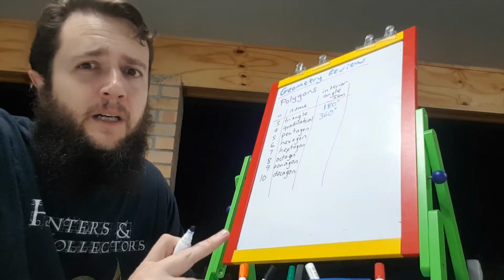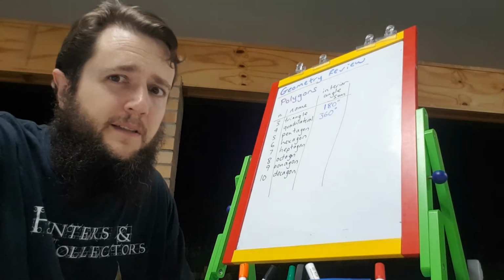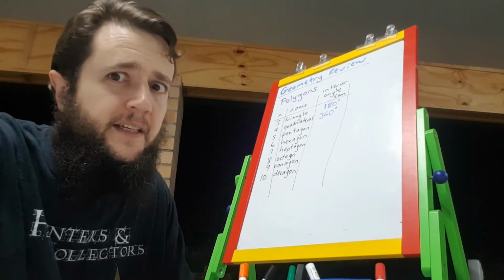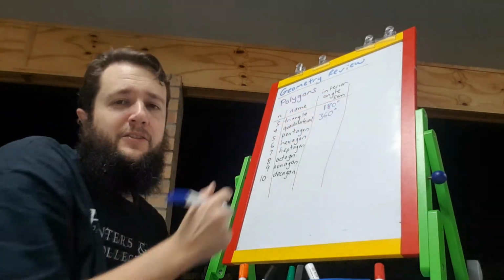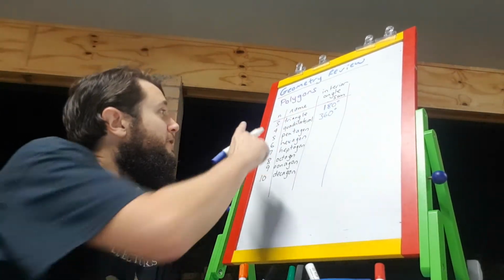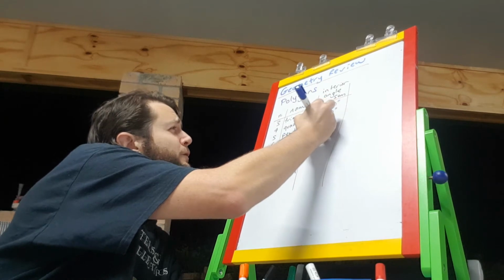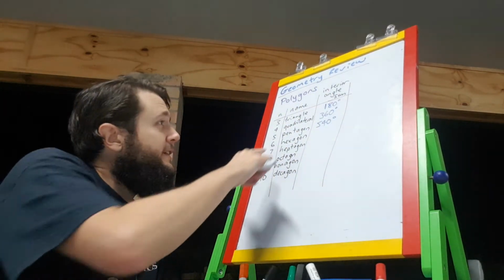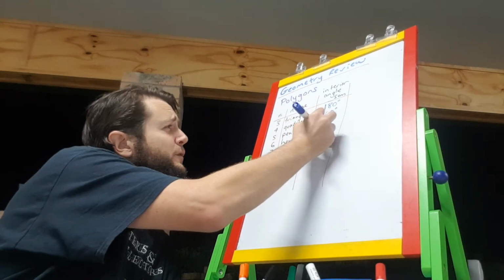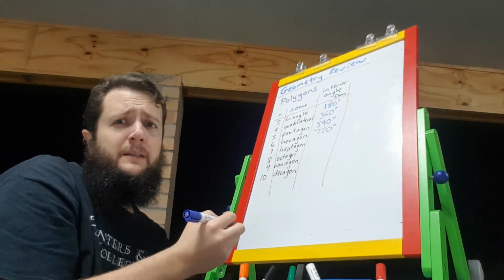Now, we could do a lot of experimentation, but you don't want to see my beard any more than necessary. So, look, I'll tell you that it essentially goes up by 180 degrees each time. So a five-sided object, a pentagon, you'll find the interior will add up to 540. Six-sided, the hexagon, add 180 again, you'll find the interior angles add to 720.